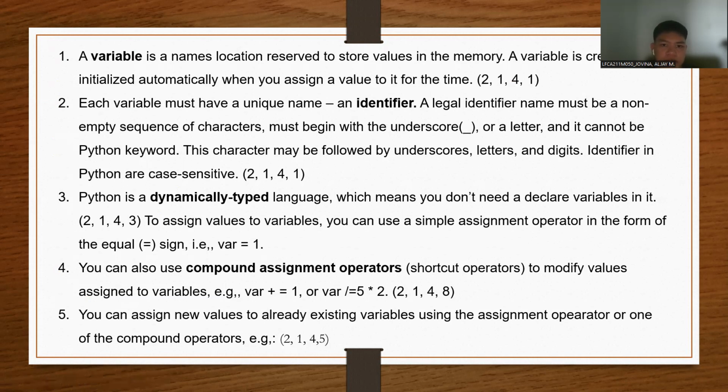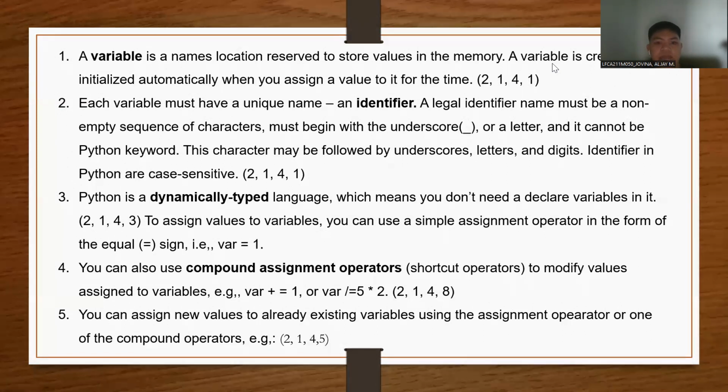Then, each variable must have a unique name, an identifier. A legal identifier name must be a non-empty sequence of characters. It must begin with an underscore or a letter. It cannot be a Python keyword. The characters that follow may be underscores, letters, and digits. Identifiers in Python are case sensitive. So, dapat din maging maingat tayo sa pagpili ng mga variables na ilalagay natin dahil may sariling identifier ang Python para ma-identify niya kung ito ba ay tamang variables kasi medyo sensitive ang ating Python sa mga letters or numbers.